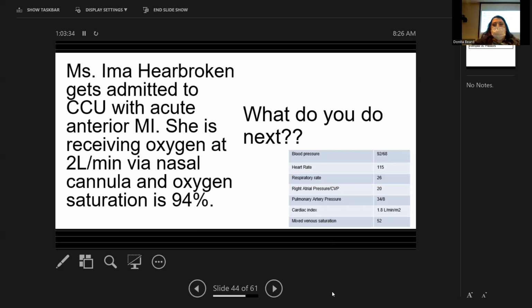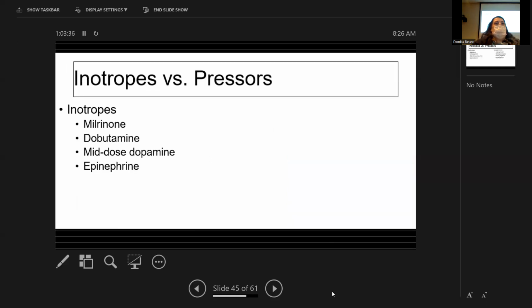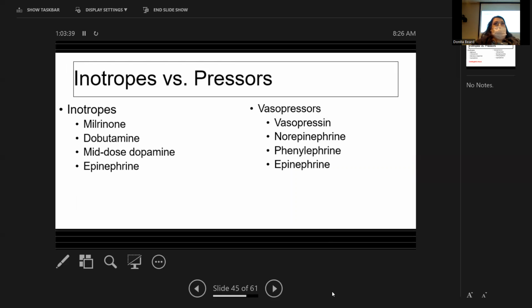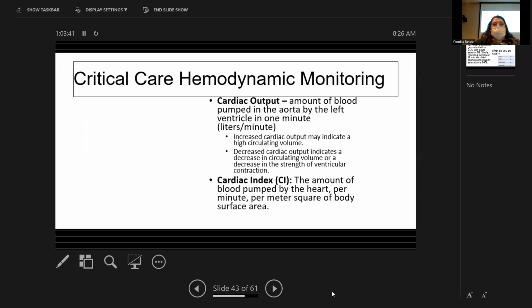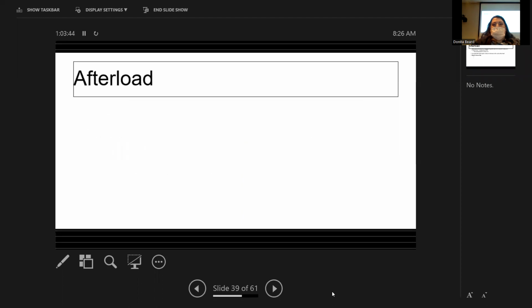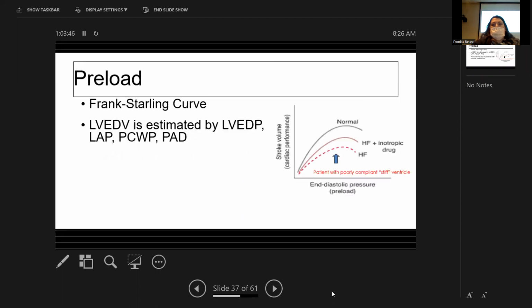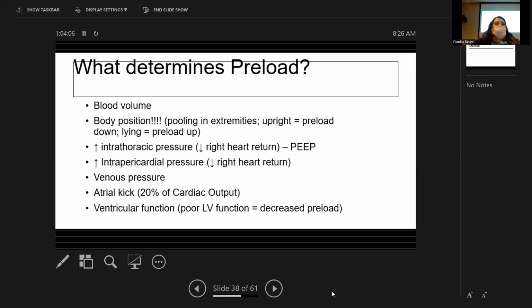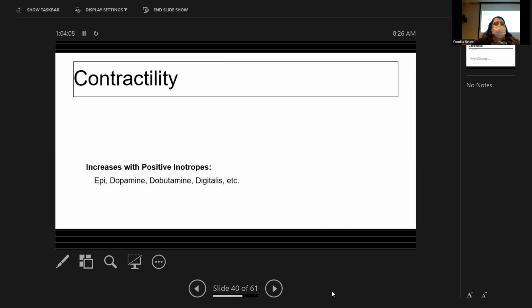So what things could we do for her? Well, we should diurese her and see if she diureses. If we go back to the Starling curve, if she's on the right side of the Starling curve, she just has too much volume and she's gotten a little cold. If we diurese her and move her back to the left, we move her preload down, she may do just fine with that. So you'll try diuretics first and see if she responds. And then if not, you can go to the inotropes and to the pressors.